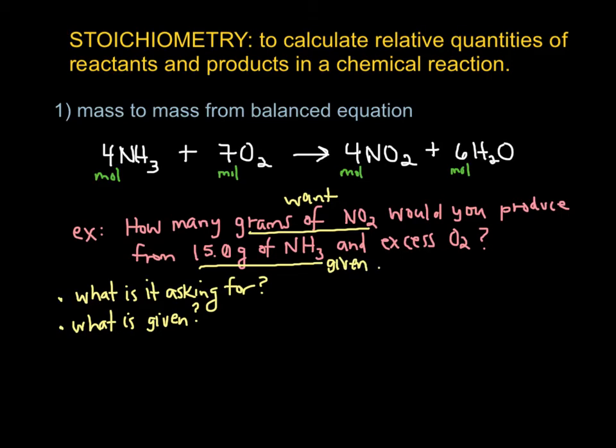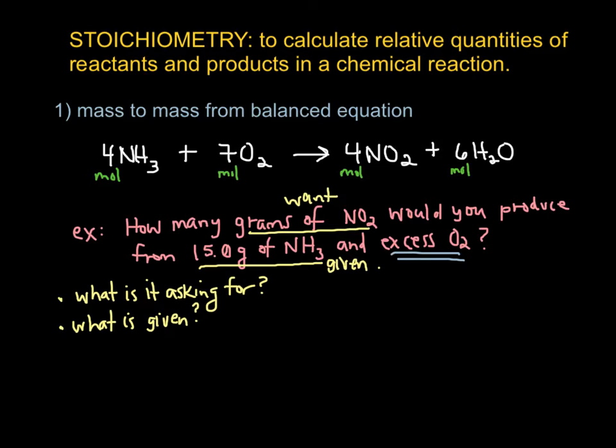It also has some weird term in it that might be confusing, where it says that you have excess O2. I want you to notice that oxygen is one of your reactants in this situation. And this little term, excess O2, really just means that you have enough O2 so that all your 15 grams of NH3 will get used up. So you're not worried about your O2 running out.